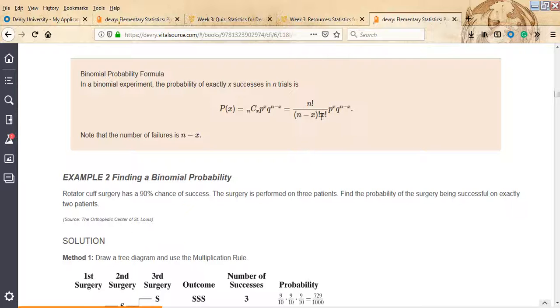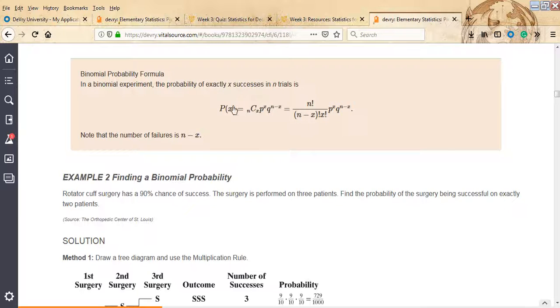Here it looks a little bit funny. This exclamation point goes along with the n minus x. So you do the n minus x, get whatever that outcome is, and do its factorial, times x factorial. Again, you're not going to have to do all of this math. I'm trying to demystify it a little bit when you're looking at this. What the heck am I looking at?